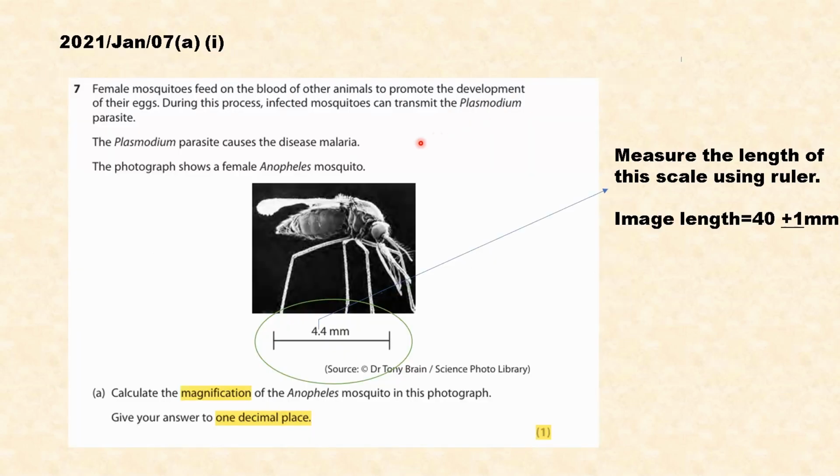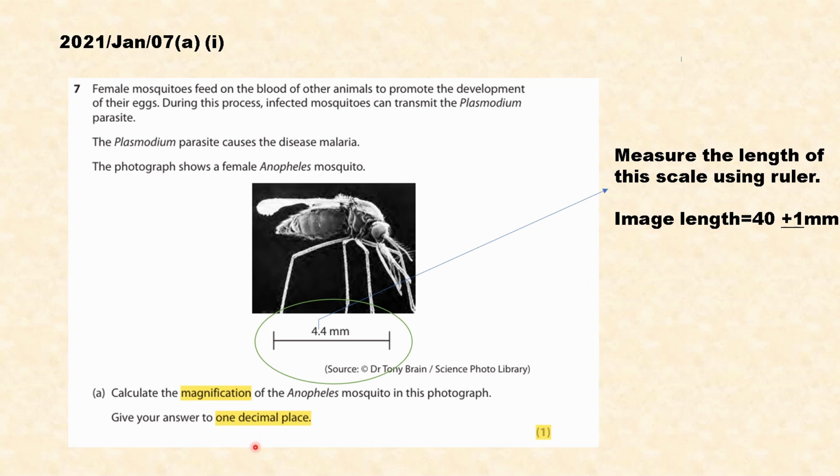The next question is from the January 2021 paper, and it's about a mosquito. You are given a scale bar and told that the actual size of it is 4.4 millimeters. First, you will need to take the measurement. The image length is approximately 40 millimeters with a possible variation of plus or minus 1 millimeter.